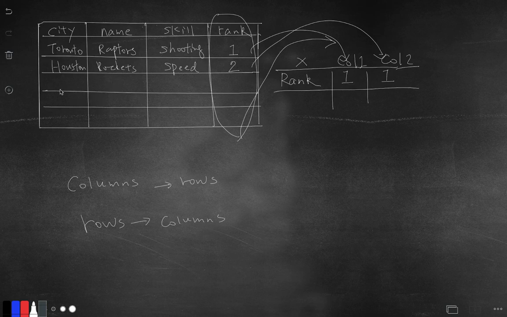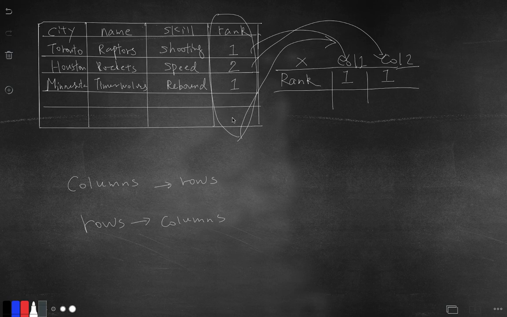And I give another city name, Houston, and the name is Rockets, and then the skill is speed, and rank number two. So let's take another example. Let's say Minnesota, and their team is Timberwolves. Let's say they go rebound, and their rebound rank is also, let's say, number one.